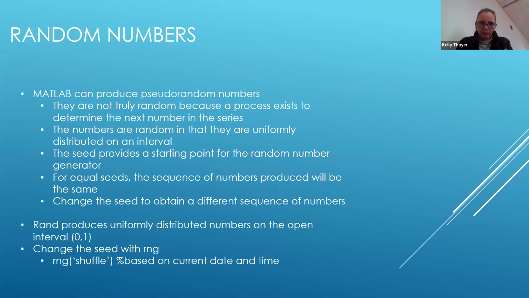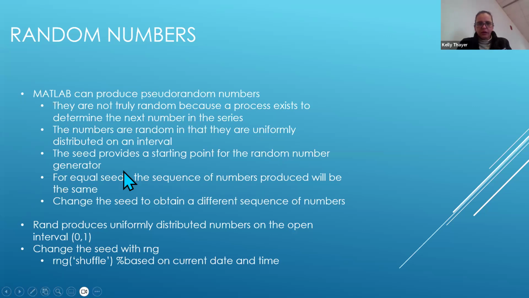We also have the random numbers. So MATLAB can produce pseudo-random numbers. You can never get truly random numbers. They're going to be as good as you can get them. The numbers are random in that they are uniformly distributed on an interval.